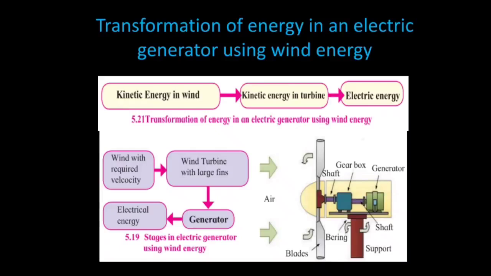Look at the first diagram. The kinetic energy of the wind rotates the turbine, which gives kinetic energy to the turbine, and this in turn is converted into electricity. The second diagram shows that wind with required velocity runs the turbine with large fins, which rotates the generator, producing potential difference, which in turn produces electrical energy.